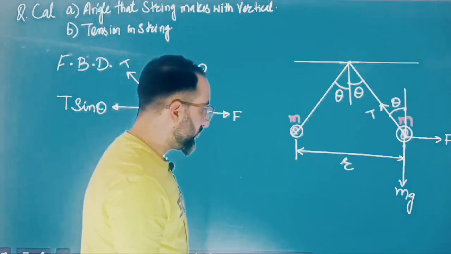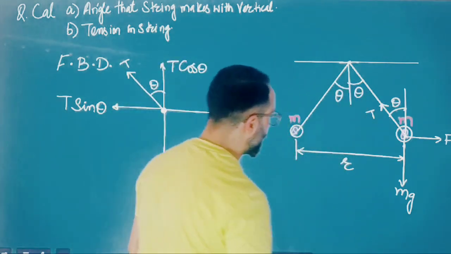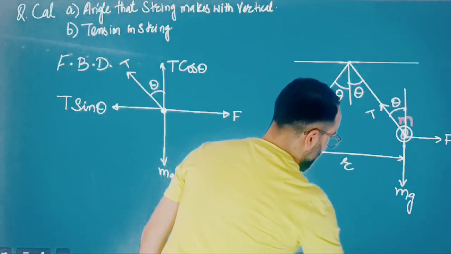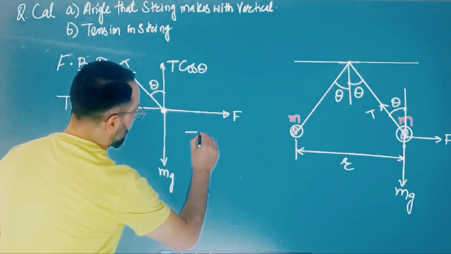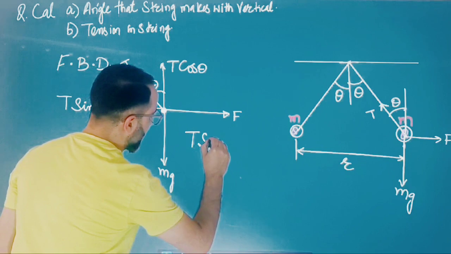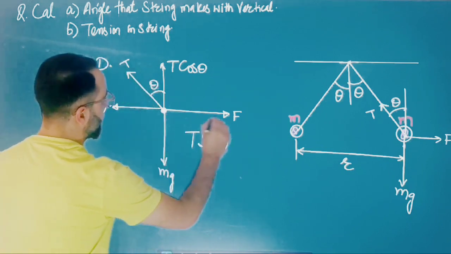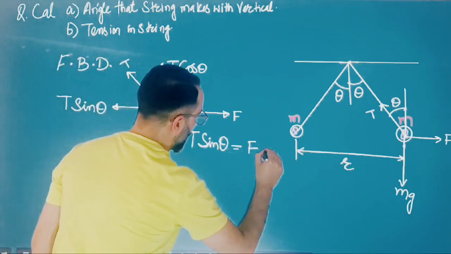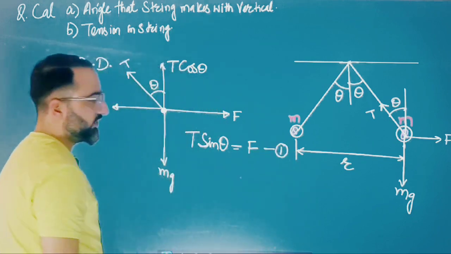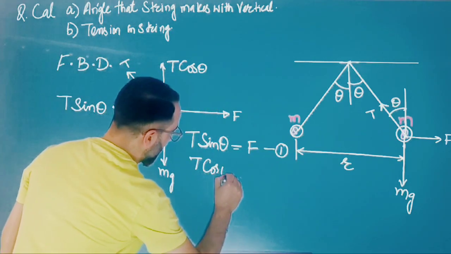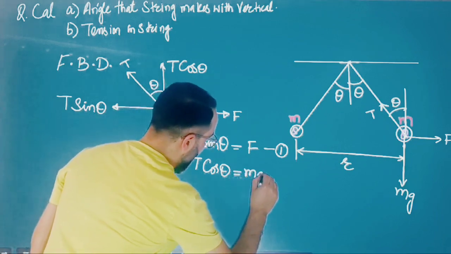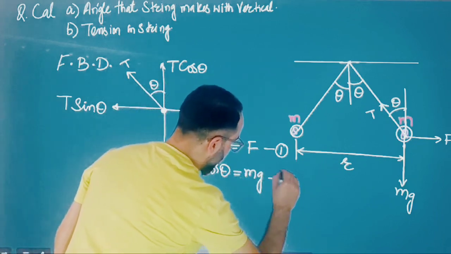One by one I will write down these two equations. So this is the first equation, that is t sin theta. T sin theta is equal to what? It is equal to the electrostatic force. This is our equation number first. Then the second equation is t cos theta, which is equal to mg, and this is our equation number second.